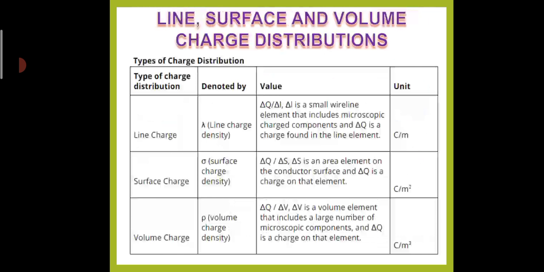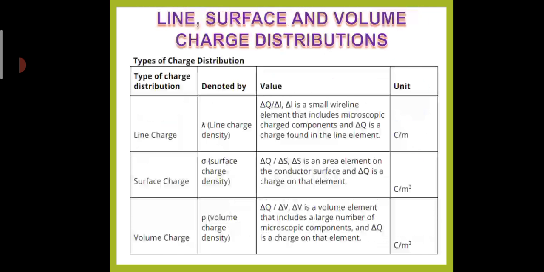In line charge density, when the charge is not uniformly distributed over the length of the conductor, it is called linear charge distribution. It is also called the linear charge density and is denoted by the symbol lambda. Mathematically, linear charge density is lambda equal to dq by dl.